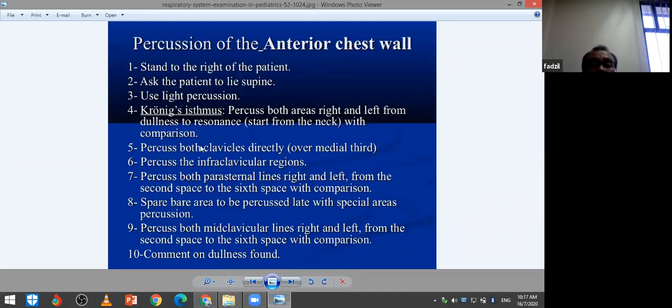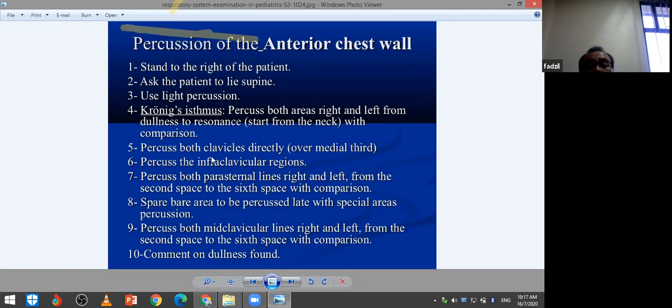And then percussion. In children, you have to percuss. Firstly, you compare left to right. You have to compare left to right, and then you compare up to down, because percussion in the mid zone or lower zone can be different in sound. You compare left and right, and then you percuss downward from each intercostal space, up to down.